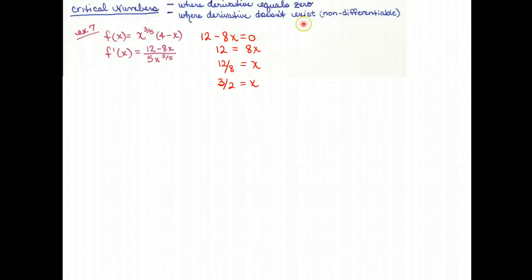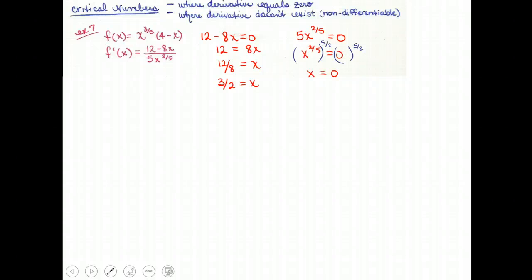Then I need to figure out where my derivative doesn't exist, where it's not differentiable. If this is my derivative, where would this fraction not exist? Where the denominator equals 0, right? So let's take that denominator and set it equal to 0. I'll divide both sides by 5, and I'll have x to the 2/5, raise that to the 5/2, or take the 5th root of x squared, whichever way you want to think of it, and we get x equals 0. So those are my two critical numbers for this function, the two places where I might have relative maximums and minimums.